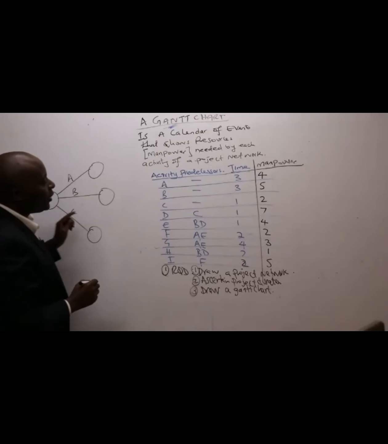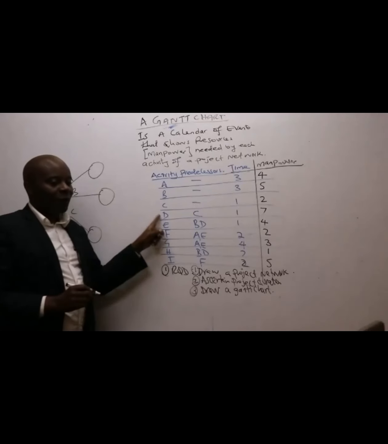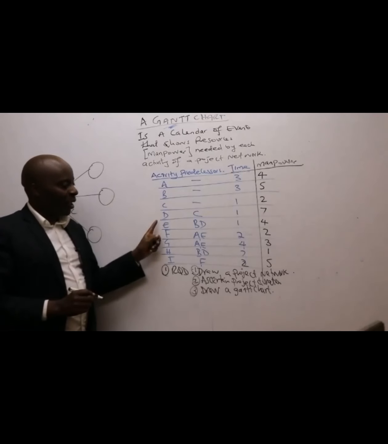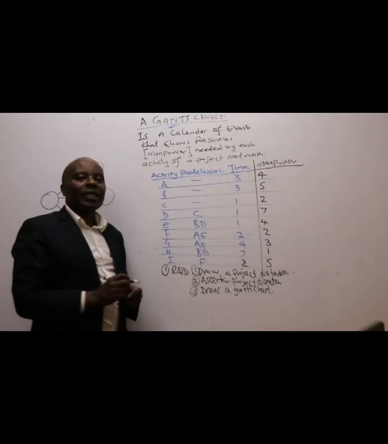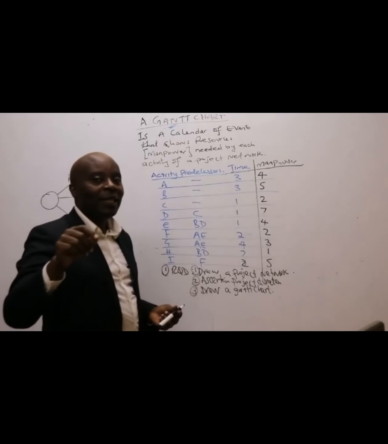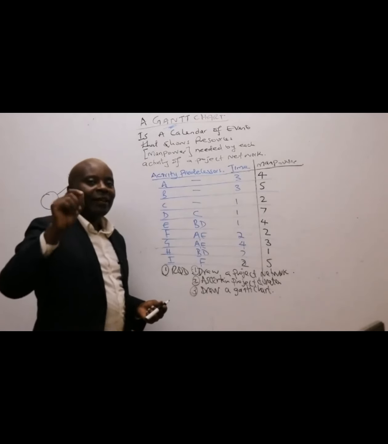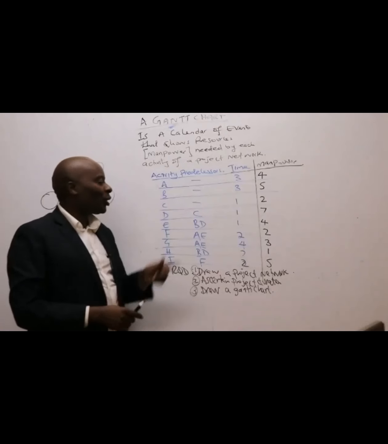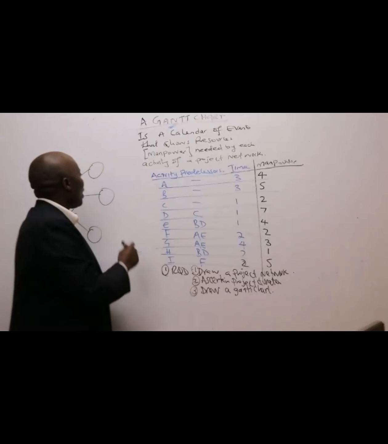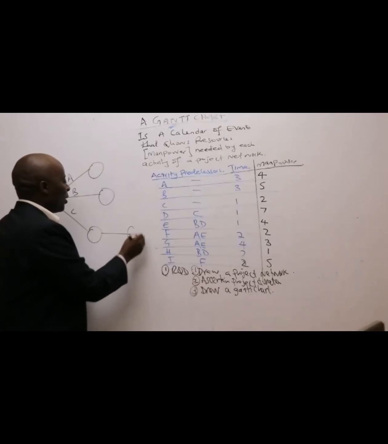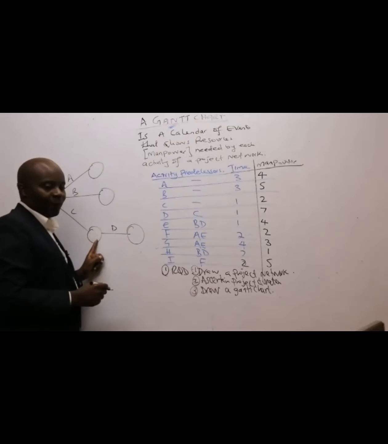After that, what are they telling us? It's D. After A, B, C, it's D. What are they telling us? That D is preceded by C, meaning that C, first of all, must be completed for us to start D. So in short, D is succeeding C. D is coming after C. So after C, here you draw D after C.